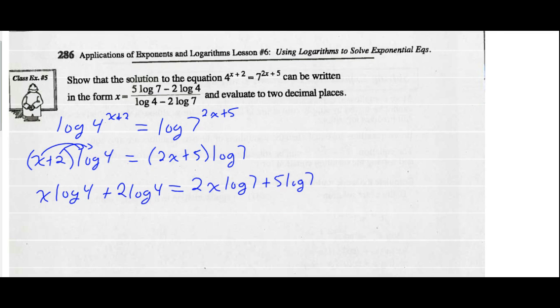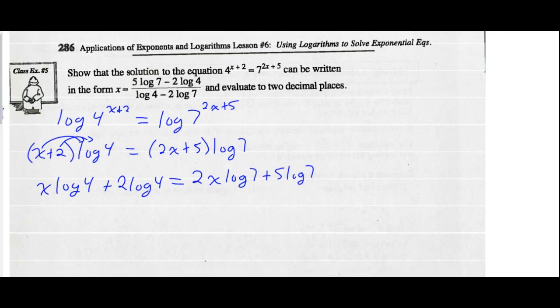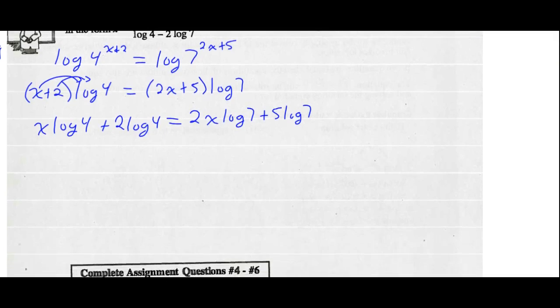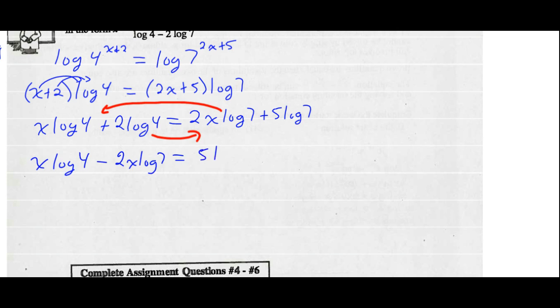And now what I want to do is get my variables together. So let's bring this 2x log 7 to that side, and let's move this 2 log 4 to that side. All right. So I'm going to have x log 4 subtract 2x log 7 equals 5 log 7. That's already there, and I'm going to subtract 2 log 4.